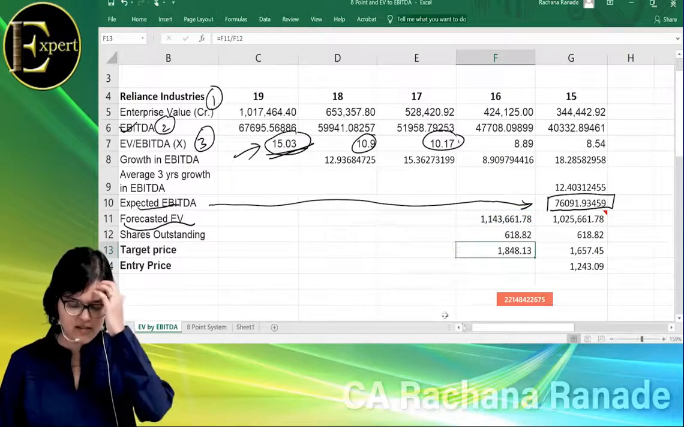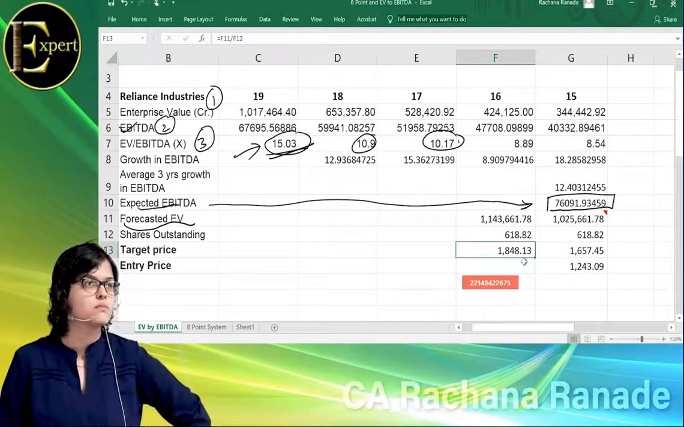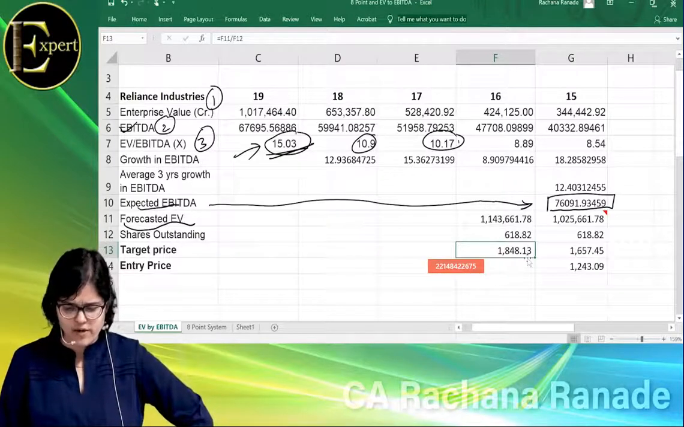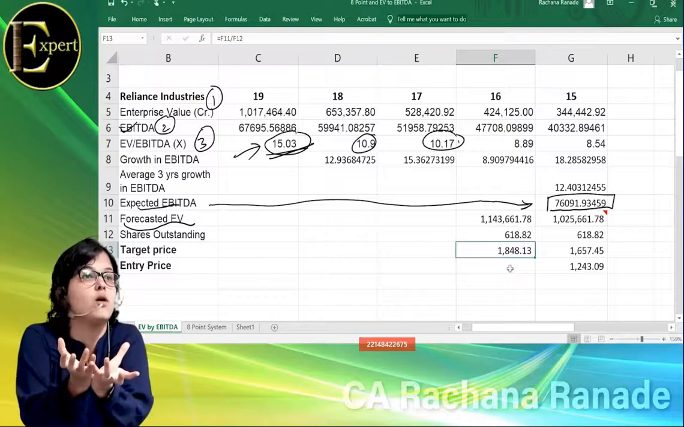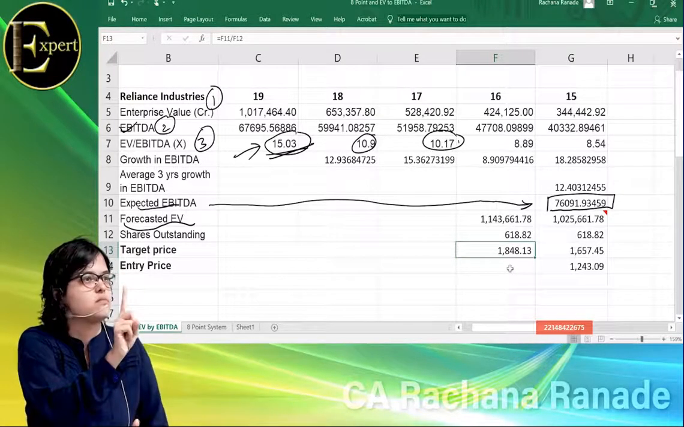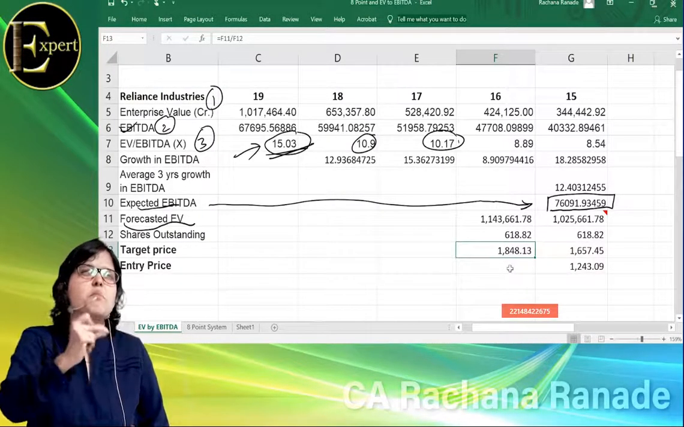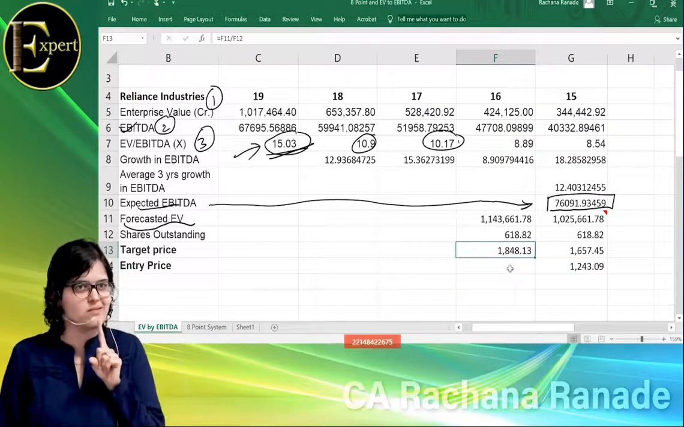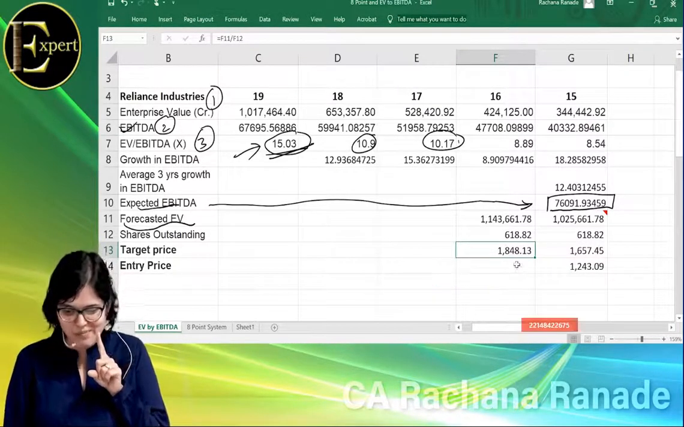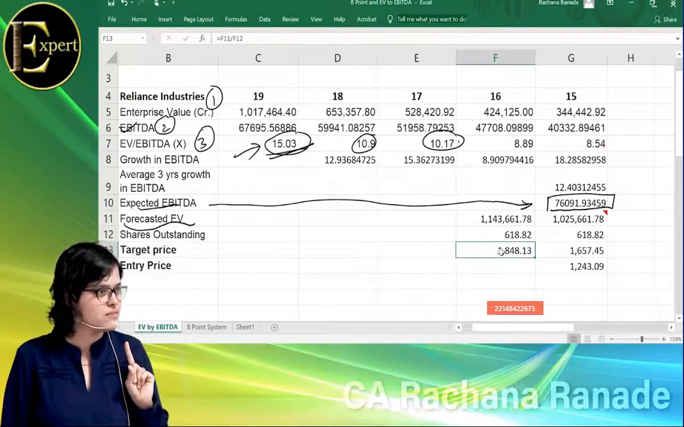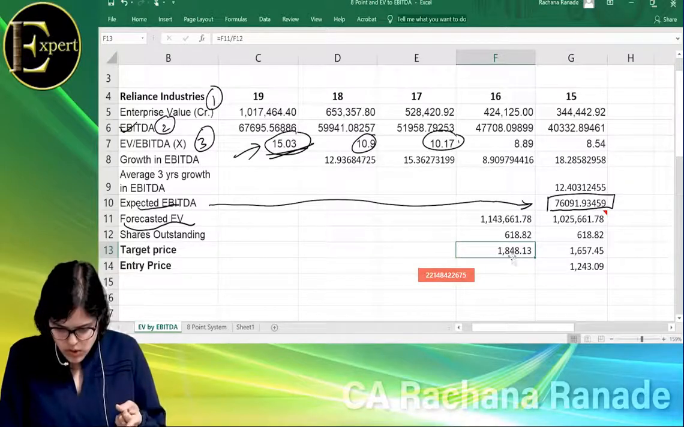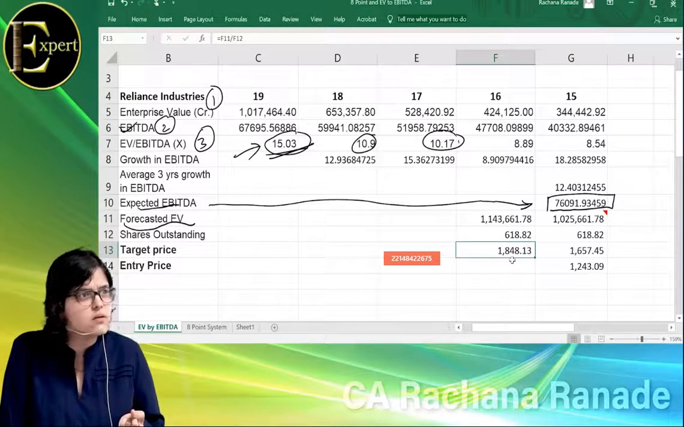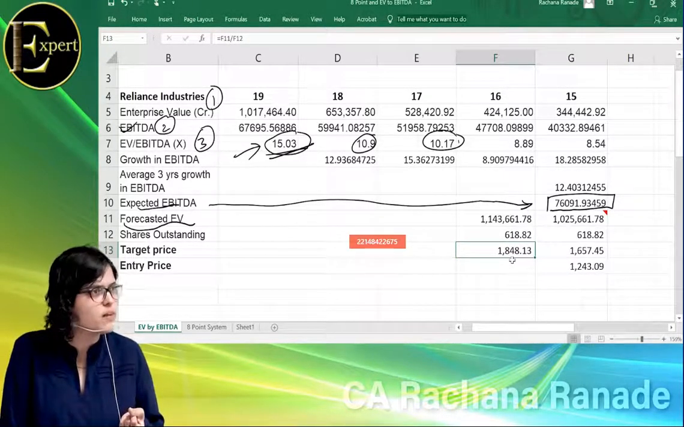Why am I saying this is the target value? First of all, 1848. What does this mean? This is the enterprise value of one share. I'm buying out Reliance Industries, only one share. Okay, that is the per share valuation. But this should match with the current market price. 1848, should it match with the current market price?